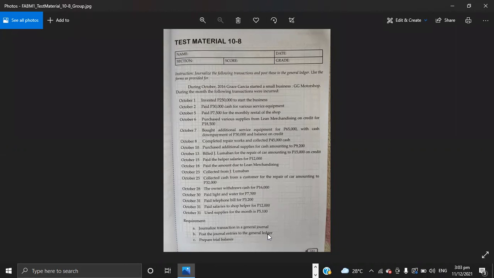Okay? And then letter B, post the journal entries to the general ledger. So we have already discussed how the general ledger is used. This is just like T accounts. You can also use T accounts. It's okay with me. Meaning the T accounts, the letter T. So this is a consolidation of all transactions in cash, all transactions in equipment, all transactions in capital, all transactions in revenue. So we just put them all together. Okay? So there's also debit and credit there.